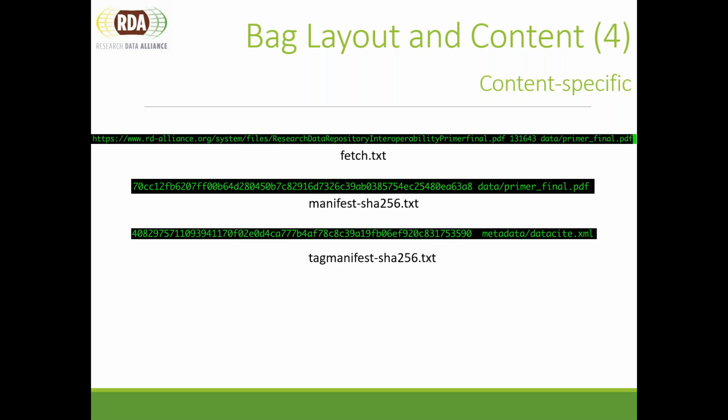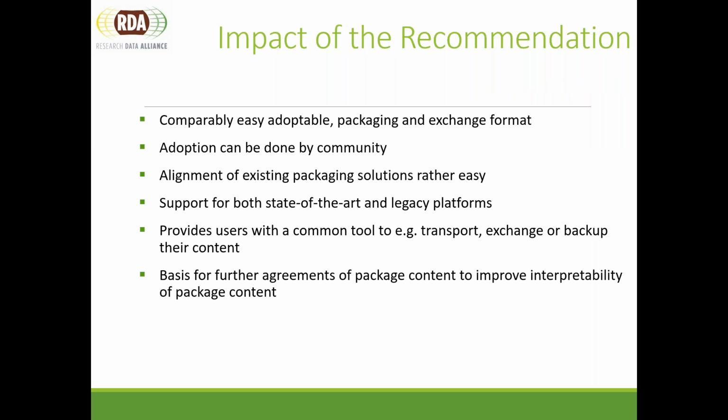The next file, the manifest file, contains the checksum of the aforementioned data file. And finally, there's another tag manifest file containing the checksum for the DataCite metadata document, which is contained in the bag. And that's basically how such a bag looks like. So one can imagine that it's comparably easy to adopt.